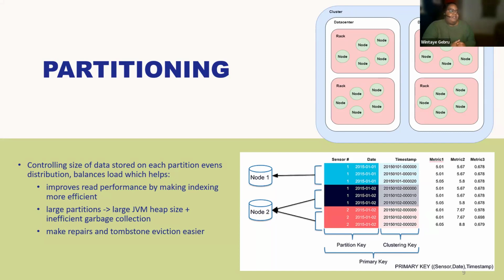Large partitions lead to large JVM heap sizes and inefficient garbage collection. The more information you're storing as you're indexing these partitions, the more waste there is. And also, one of the features of Cassandra is that it allows you to make repairs to bad data. It also allows you to tombstone. Tombstone eviction, I think it's actually called, but it allows you to put an expiration date on your data.